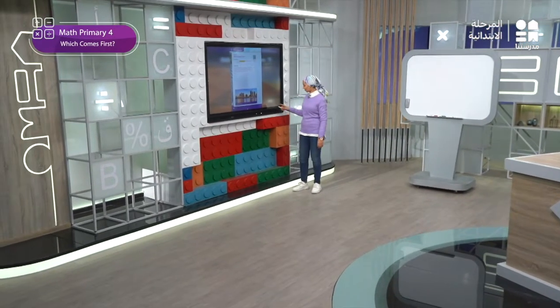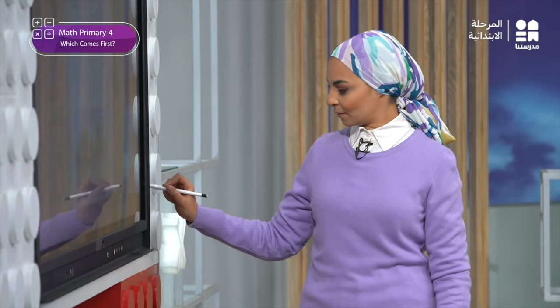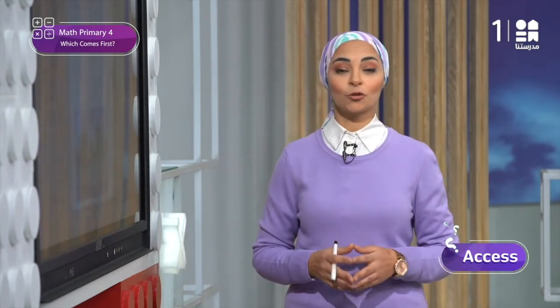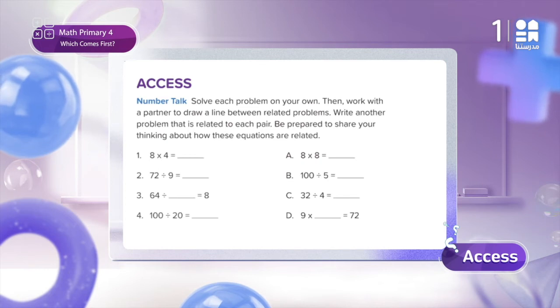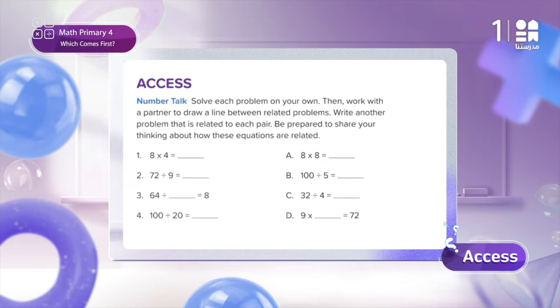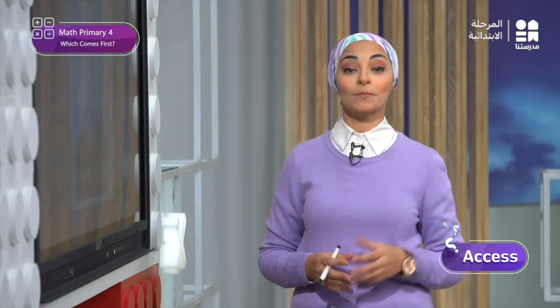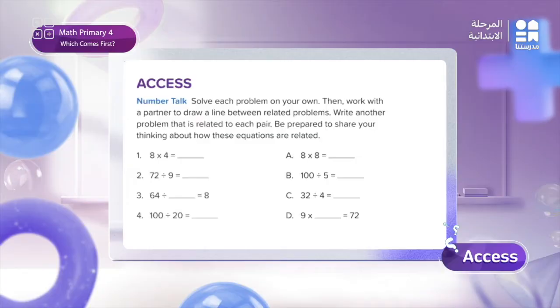And here in the Access part, as you see here, we have a matching activity. We are asked to draw a line connecting equations that are related to one another. Now I'll give you time to think about problem number 1 and 2 and draw a line connecting them to the other problems related to them.